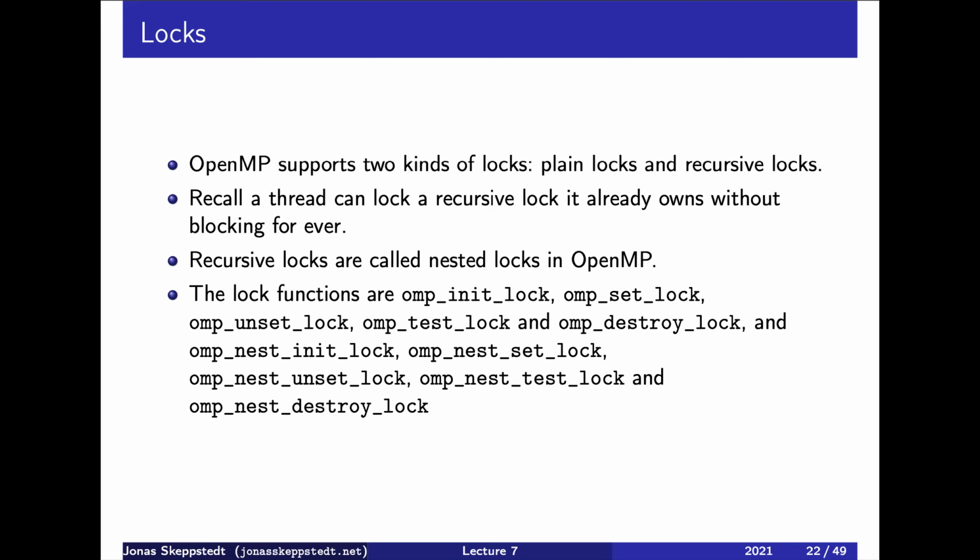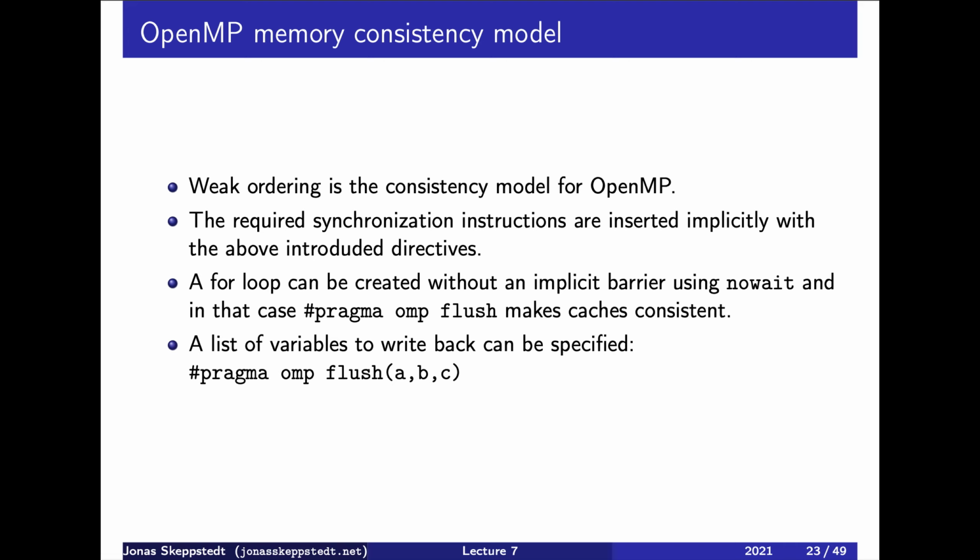Okay, there are mutex in OpenMP, but I will not talk about them. And the memory consistency model is weak ordering. So when we use these directives that we have seen, the compiler must insert synchronizations to comply with the weak ordering, as we saw in a previous lecture. It was invented by Michel Dubois at the University of Southern California in Los Angeles in 1986.